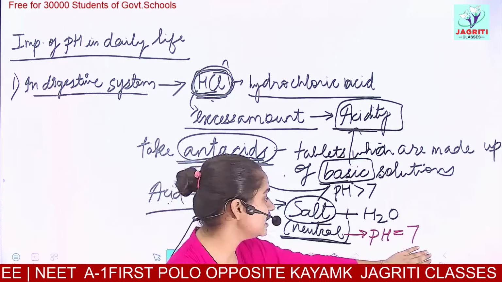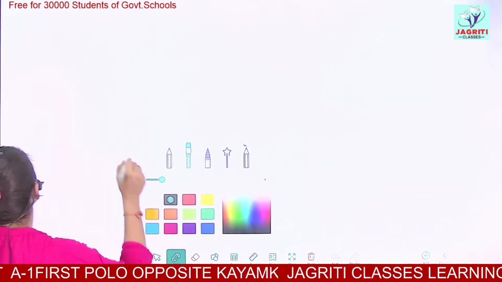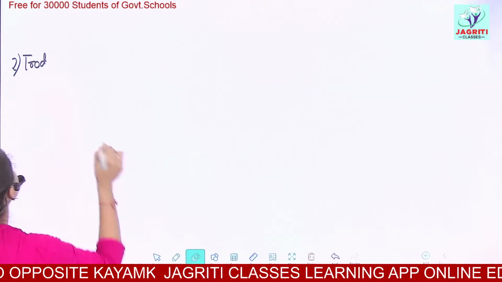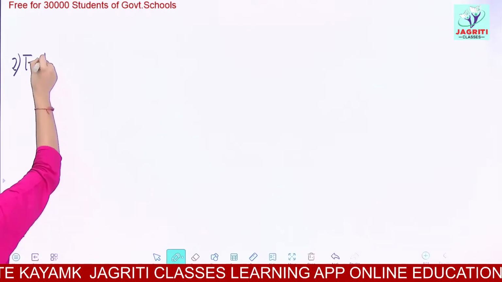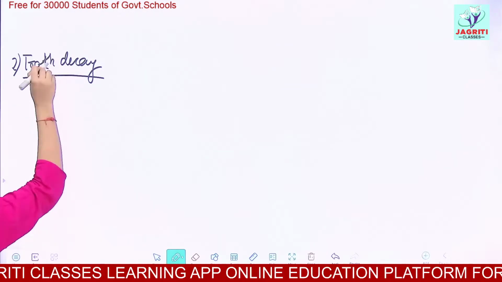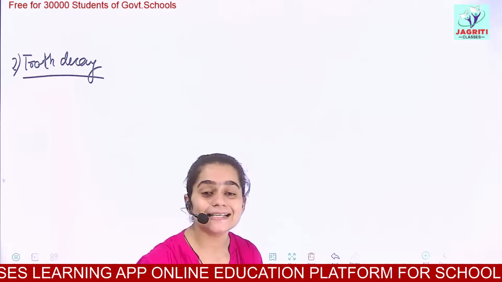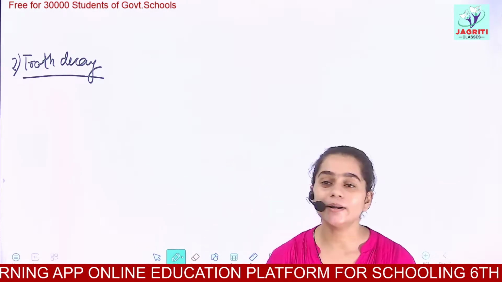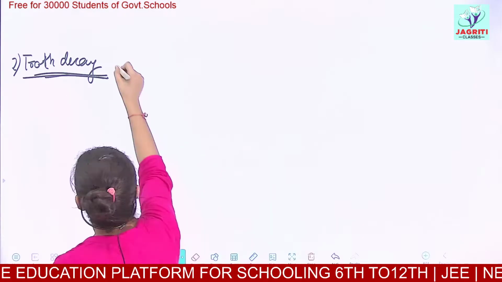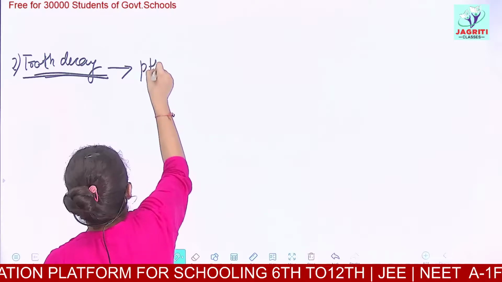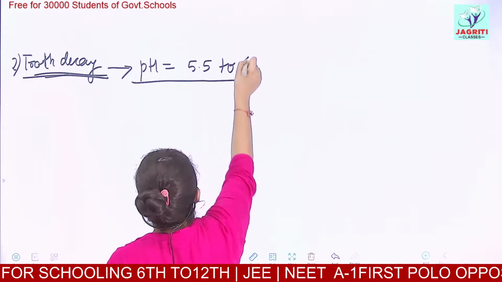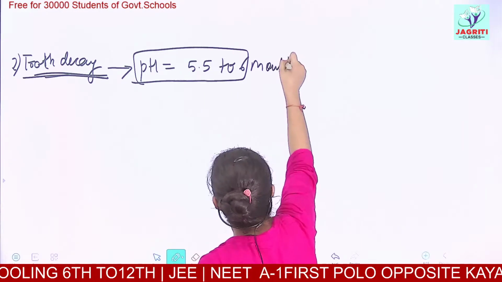The next application, again in our human body, is tooth decay. The next application is the decay produced in your tooth. Okay, it is generally advised not to eat many sweet things and many chocolates. It destroys your teeth. So how does this tooth decay really occur? We'll see. The pH of our mouth is usually 5.5 to 6. The pH value of our mouth is 5.5 to 6.